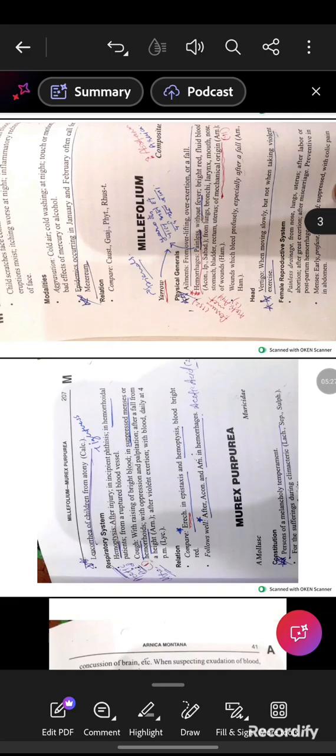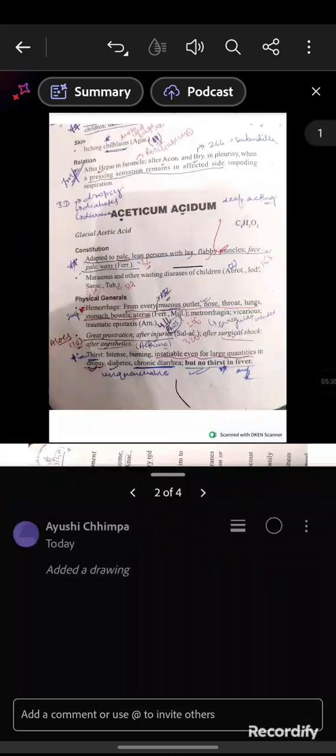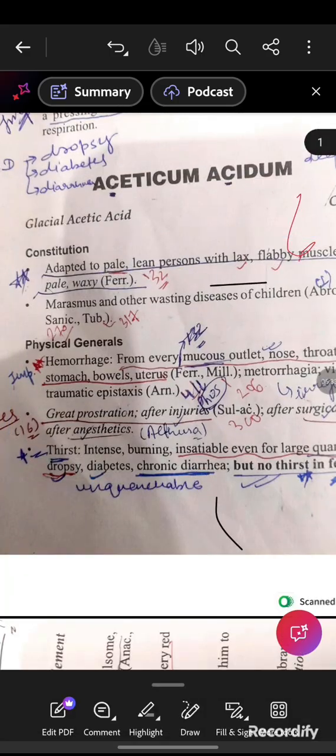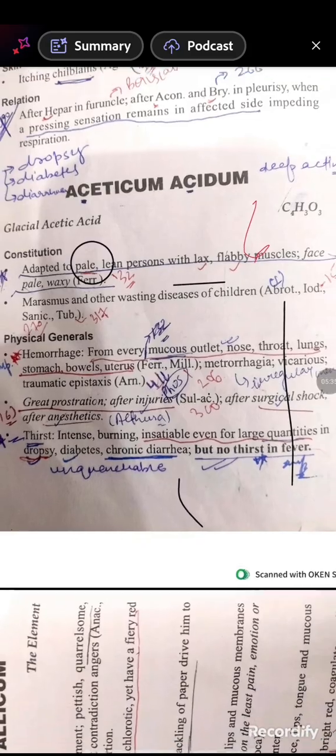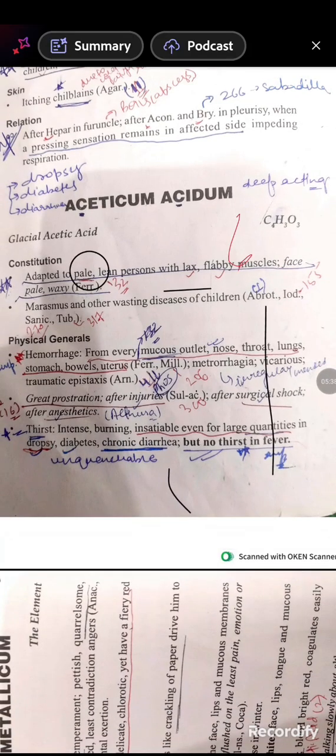Okay. Again, go to acetic acid. In hemorrhage, the next point is metrorrhagia. What is metrorrhagia? This is irregular menses. Irregular menses in intervals of periods. Hemorrhage, vicarious. What is vicarious? The blood of menses comes out from different body parts, different organs, except vagina or uterus.